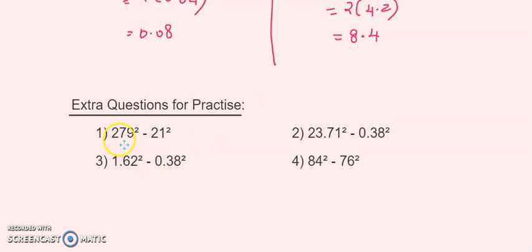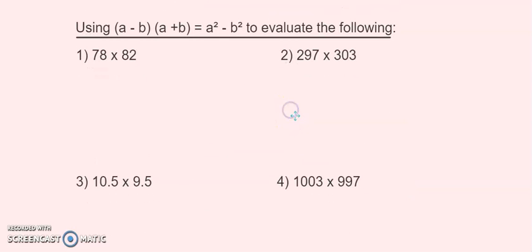As you can see here, it's 279 and 21. Add, then subtract. Same way, 23.71 plus 0.38 and 23.71 minus 0.38. Okay, like that you have to solve these 4 examples. Now the next, the same identity in the other way around, that is a minus b into a plus b is a square minus b square.